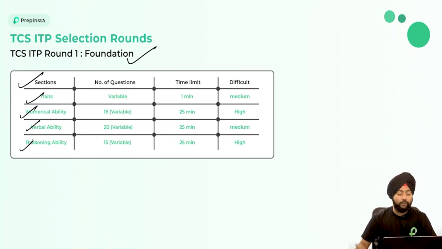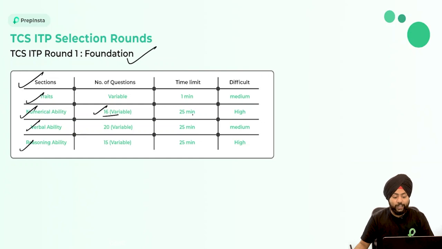One thing over here, as TCS ITP is happening for the very first time, the questions can vary from 15 to 16 in this numerical ability round. As you can see, I have written here that on an average it should be between 15 to 16 questions. They can vary also. It's not yet sure how many questions there will be. It can be 15, it can be 14, it can be 16, but it will be in this bracket only.